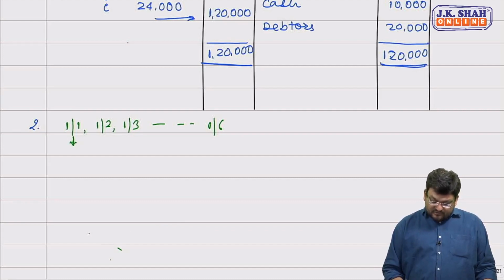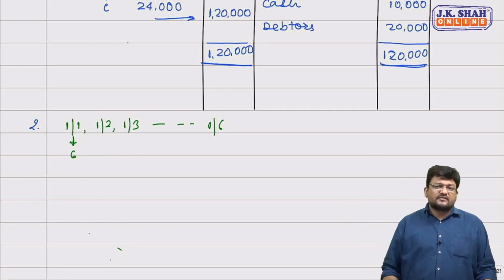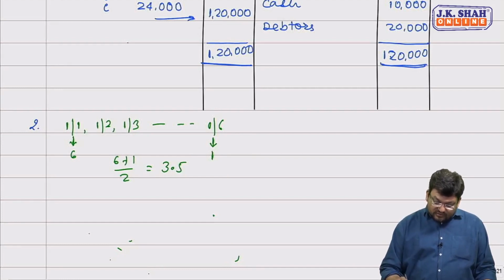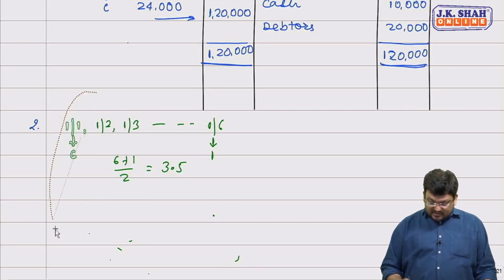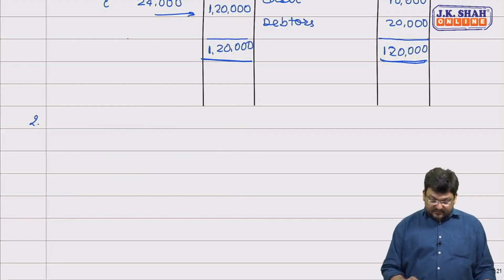The drawings which is made on 1st January, we are supposed to calculate interest up to 30th June. We are not calculating interest up to 31st December. So 1st January to 30th June, we are supposed to calculate interest for 6 months. And on that drawings which is made on 1st June, we are supposed to calculate interest for 1 month. So can I say 6 plus 1 divided by 2? We are supposed to calculate interest for an average period of 3.5 months. Yes, sir. So how much will be his interest on drawings?